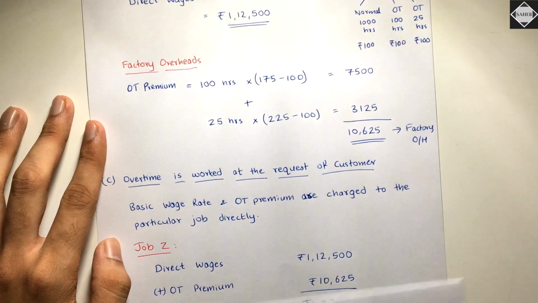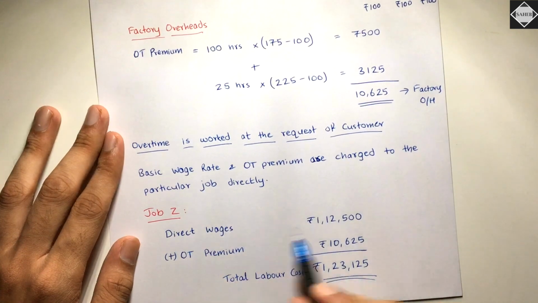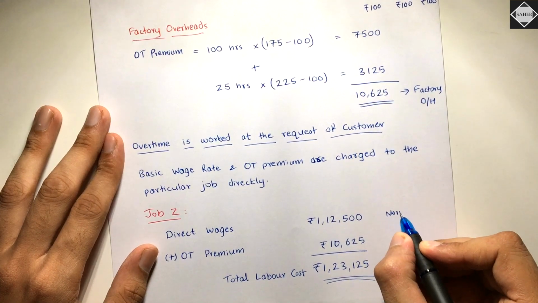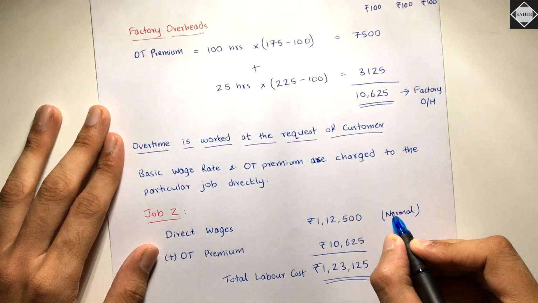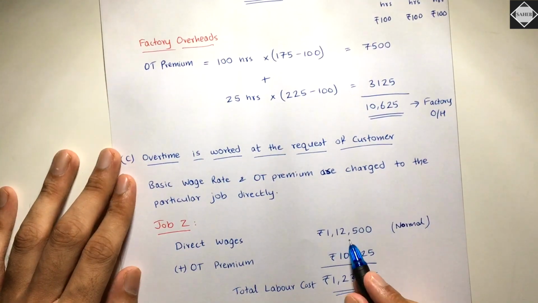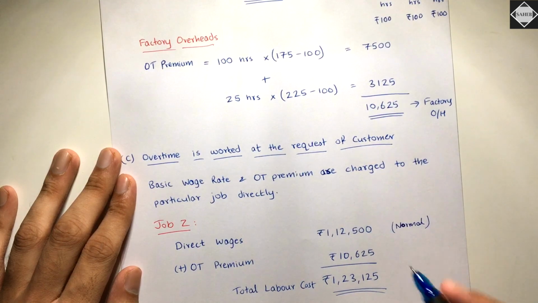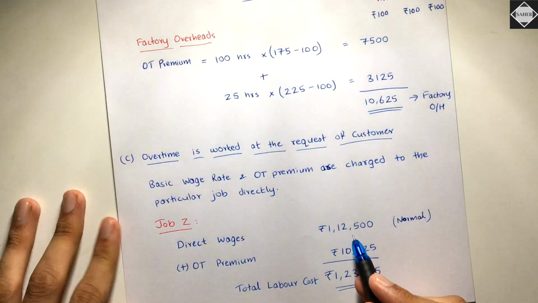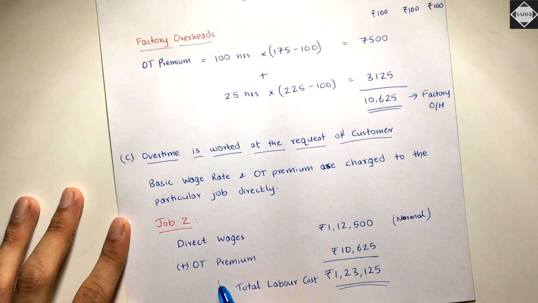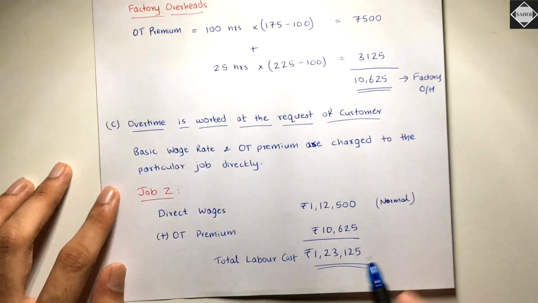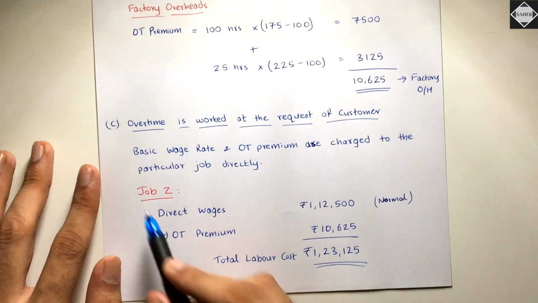See, in the job we have already done the calculation, we don't need to do the calculation again. Direct wages is equal to 1,12,500. Okay, this is just normal. Fine. We saw now 1,12,500 is just normal, so that's the normal I have taken. In this there is OT normal also. Okay, pure normal, OT normal. Three things are there in this, and then OT premium separately we have to show. That's 10,625, the same calculation. Is it clear? But here it is directly going to the job only as direct wages.